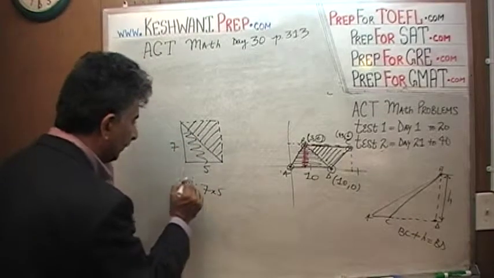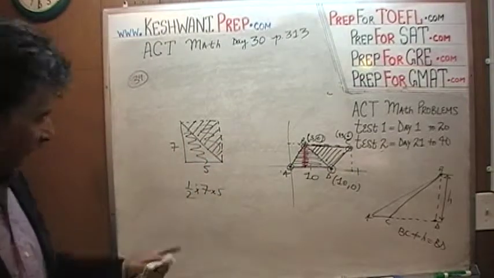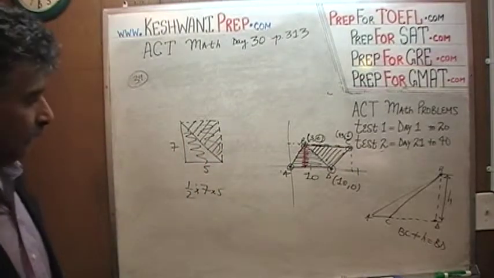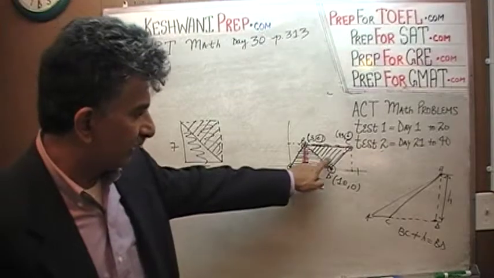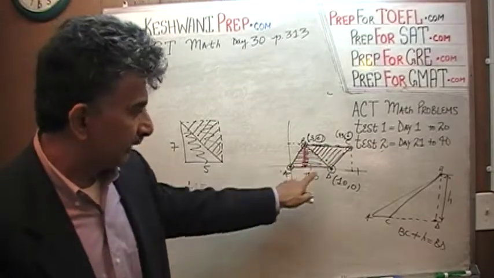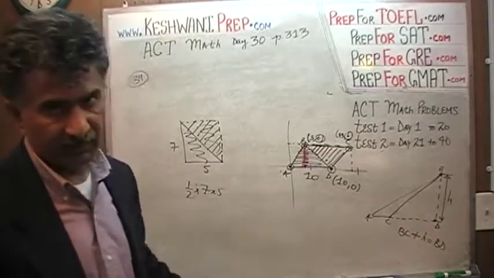Would be half of it, because the other half is missing. That's why it's 1/2 base times height, which is what we did here. 1/2 base times height. In other words, the area of the parallelogram is simply base times height.